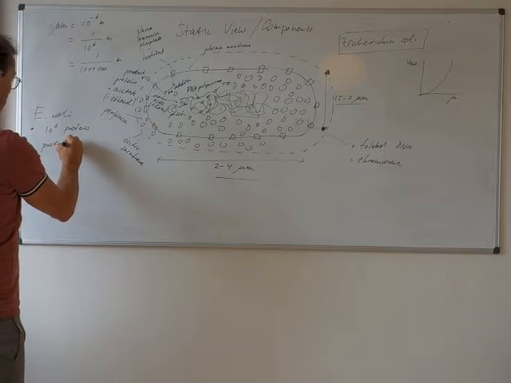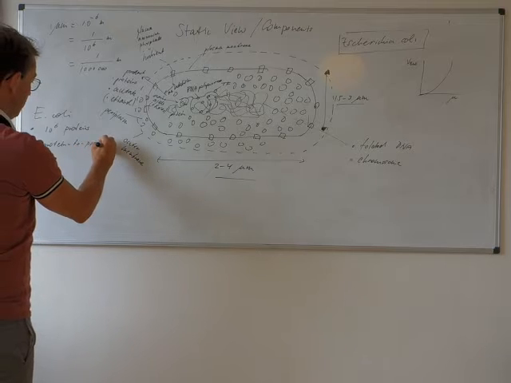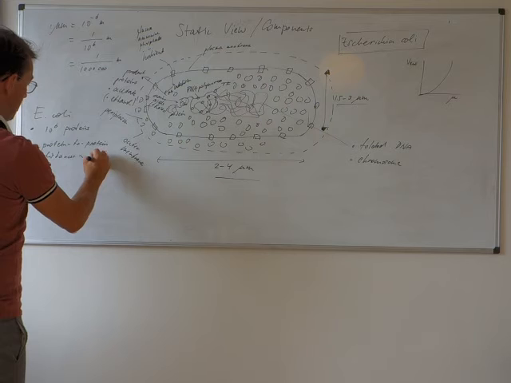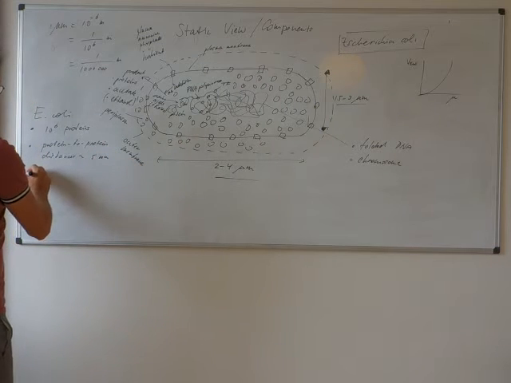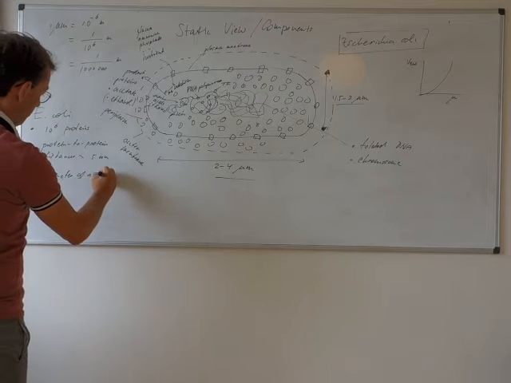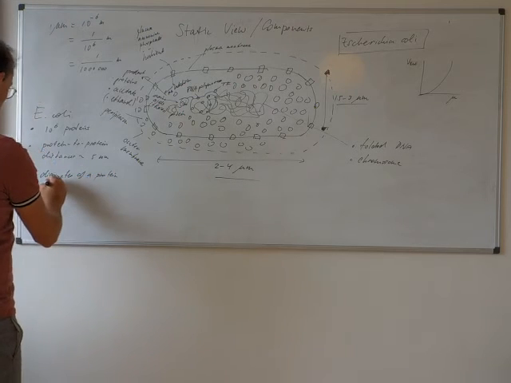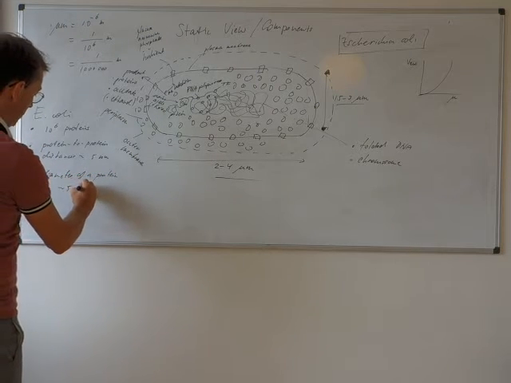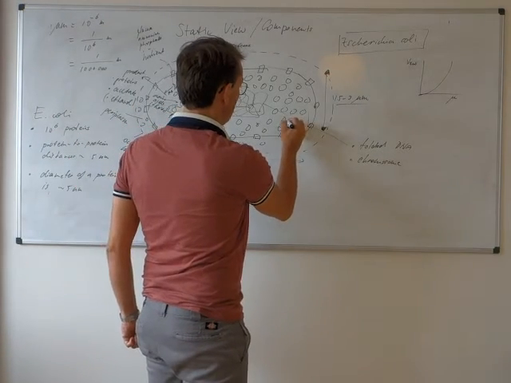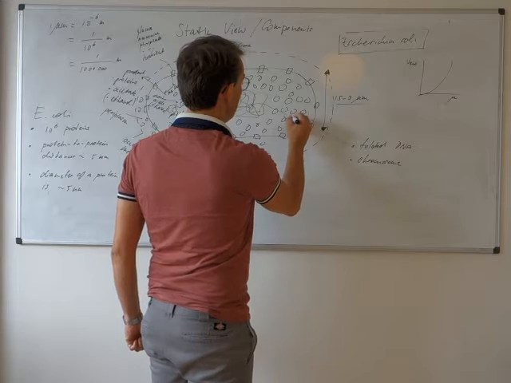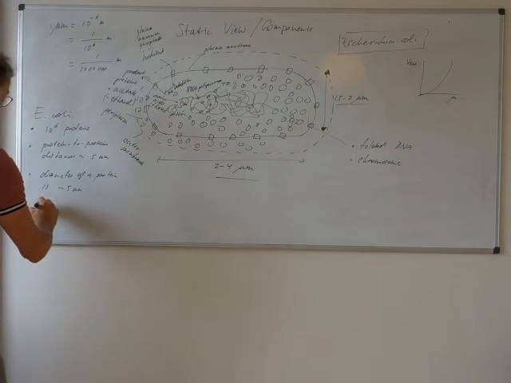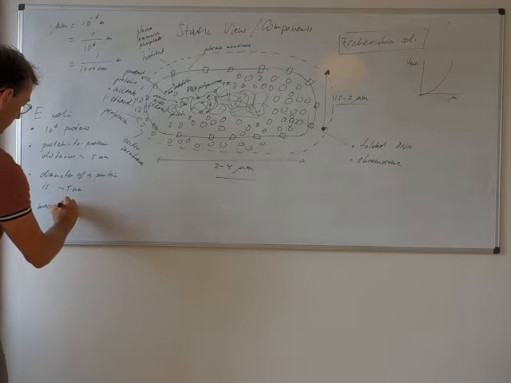Protein to protein distances are about 5 nanometers, and the diameter of a protein is about 5 nanometers too. So that means that each protein inside the cell is roughly 1 protein dimension away from the other one, alright? So it's really packed, and this protein packing is typically called macromolecular crowding.